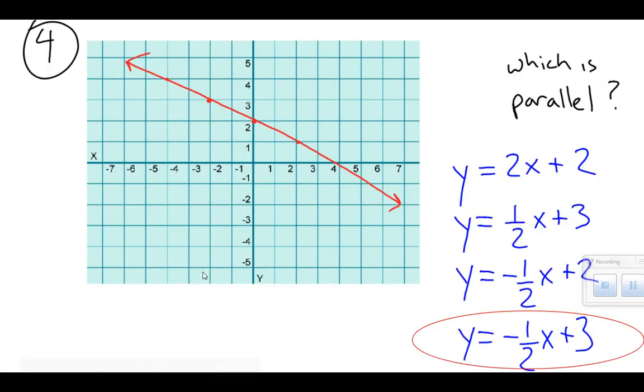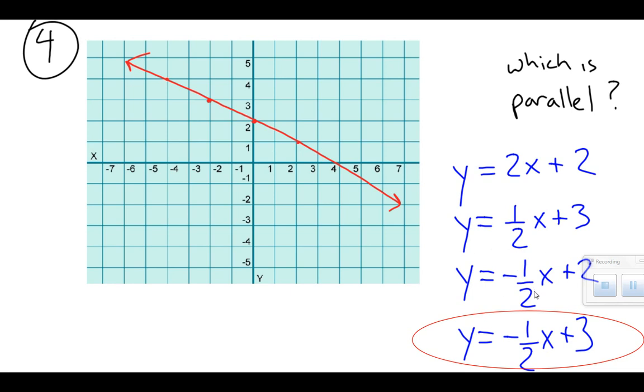Next problem. This one asks, which is parallel? Parallel lines have the same slope but different y-intercepts. This one has a slope of negative 1/2. I go down 1 over 2. That has a slope of negative 1/2. Negative 1 for my rise, 2 for my run is negative 1/2.